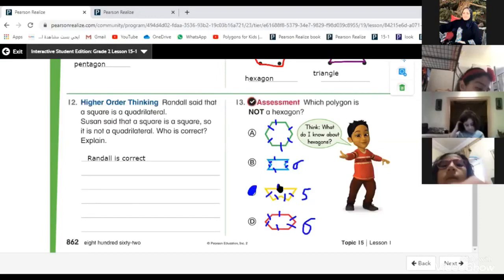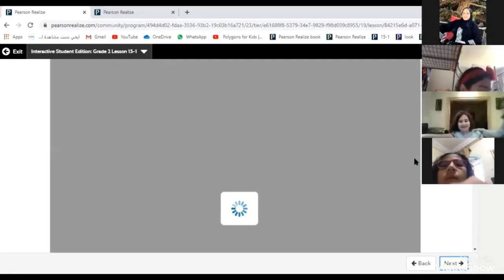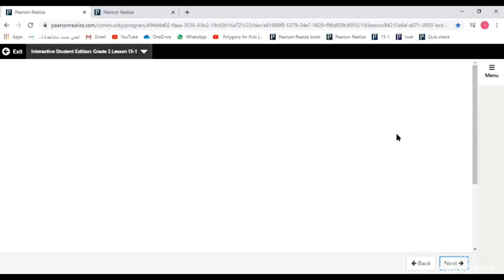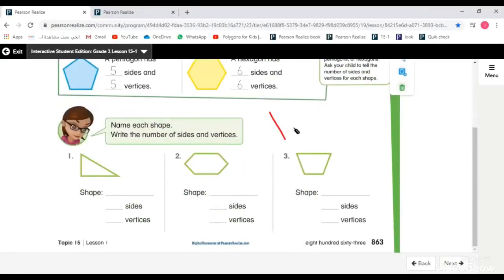You will have homework, page 863. Homework, page 863. Solve it. Send it to me by WhatsApp. Okay? I want to see your answers inside WhatsApp, okay? This one, homework. Okay. What's the name of the shape, how many sides, and how many vertices inside?